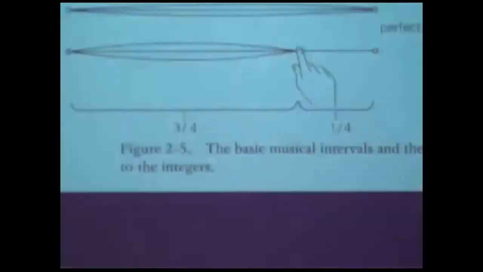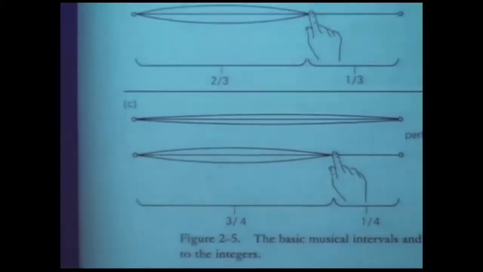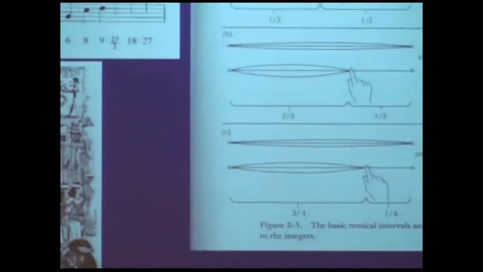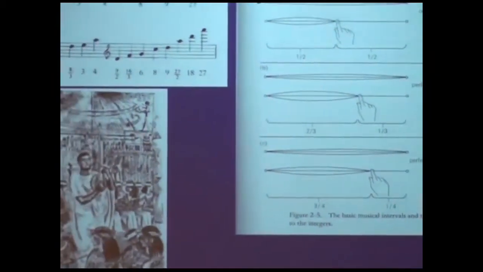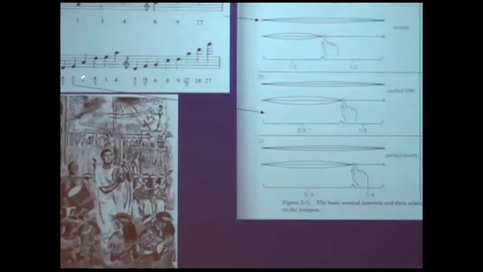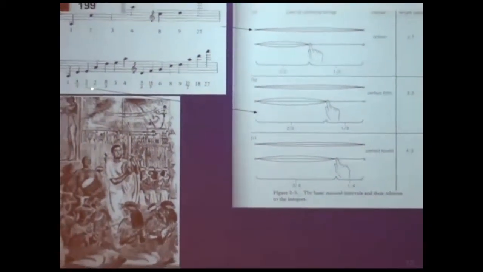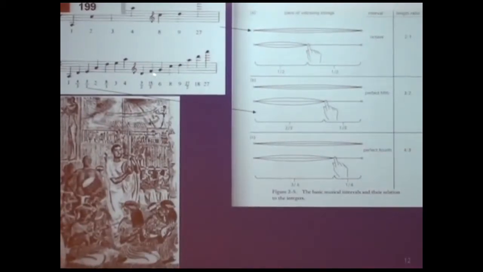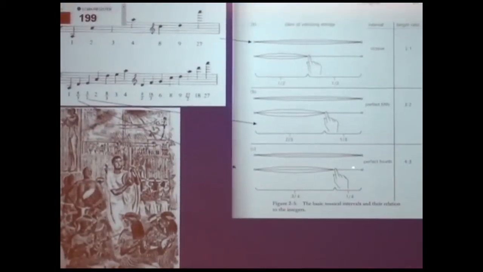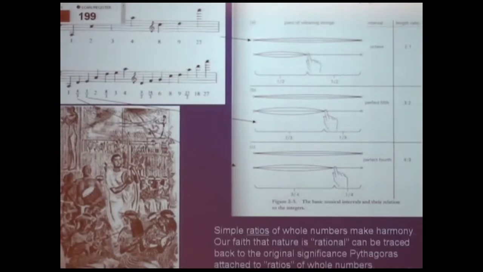music. Okay, and if you are familiar with the way we write music, these notes here are an octave apart. And then these notes over here on the musical score, this is your perfect fifth, and this one over here is your fourth. Okay. So simple ratios of whole numbers make harmony.